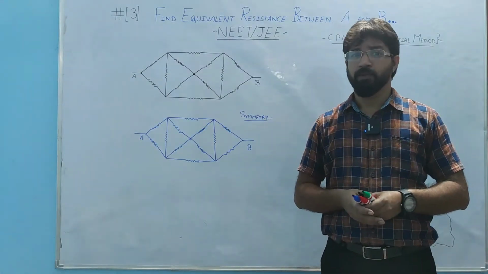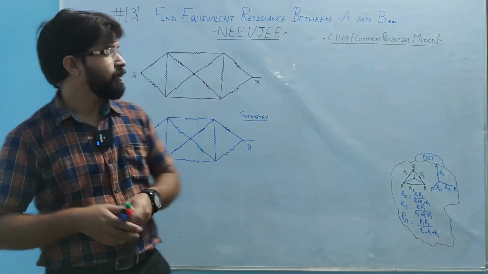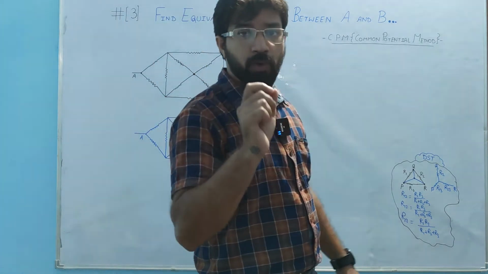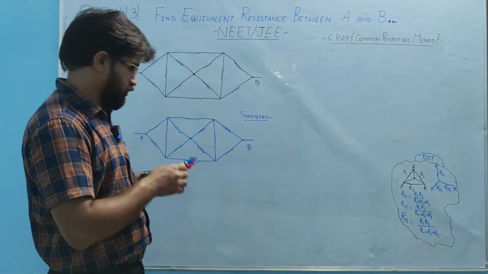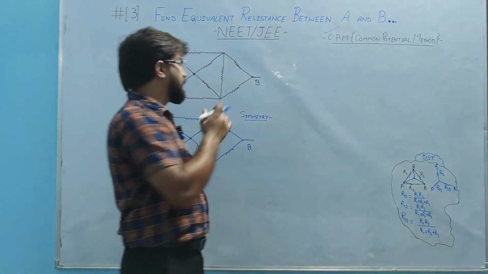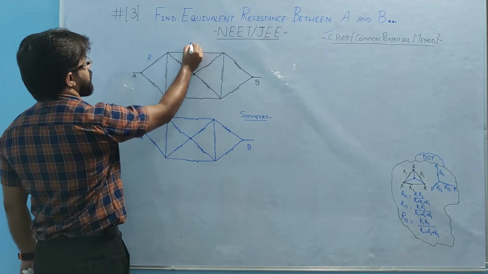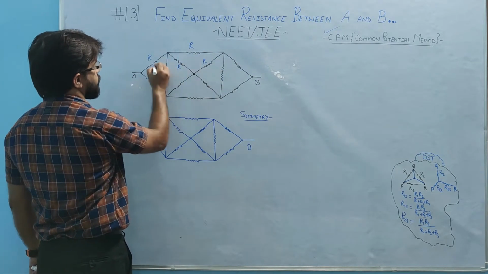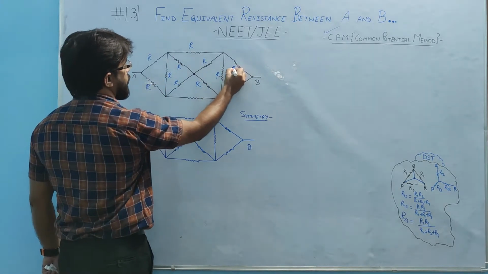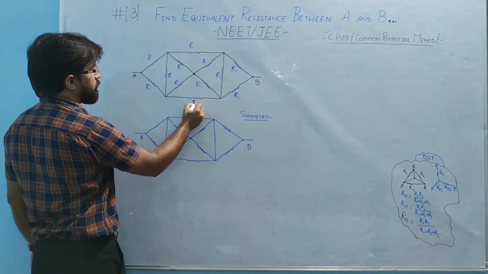Hello dear students. So in the queue of doing complicated resistance circuits, again I am here with this neat question. I am going to solve it by various methods. Firstly, as you know, my favorite is the common potential method. Here in this complicated circuit, all the resistors given are of the same resistance, and we are supposed to find the equivalent resistance between A and B.